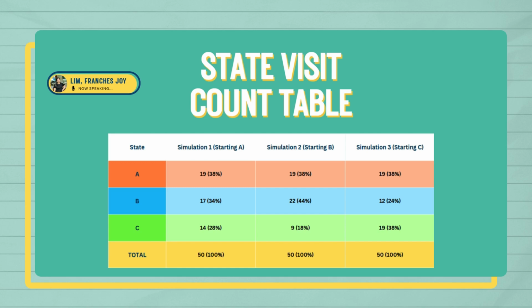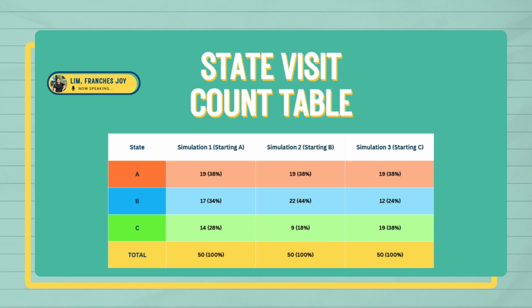Now let's look at our state visit count table. Looking at our occurrence table, we can see the distribution of visits across the 3 states in each simulation. Interestingly, state A was visited exactly 19 times in all 3 simulations, representing 38% of all visits regardless of the starting state. However, we observed significant variations in states B and C.